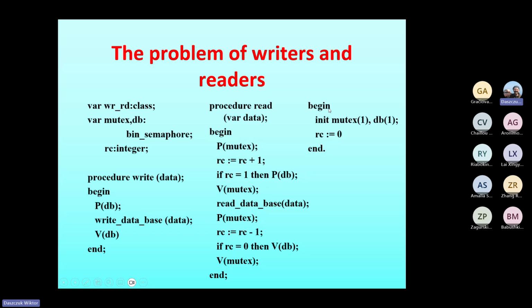Here we have the constructor of this class. We initiate mutex to 1 because initially the critical section of variable RC is free. We initiate db to 1 because initially no process accessed the database, and reader count is 0. These are the initial values of those variables.